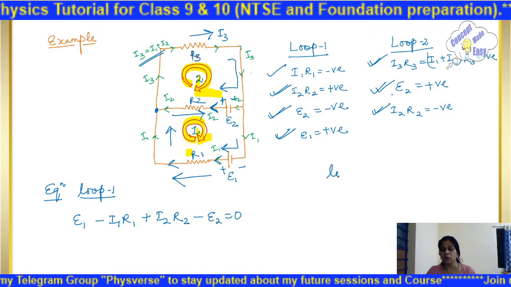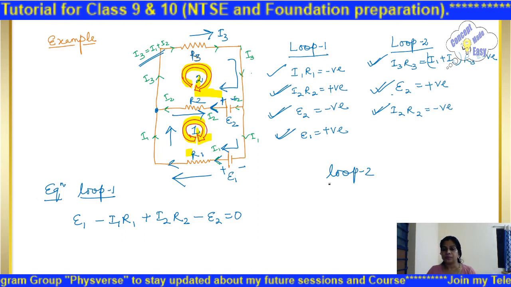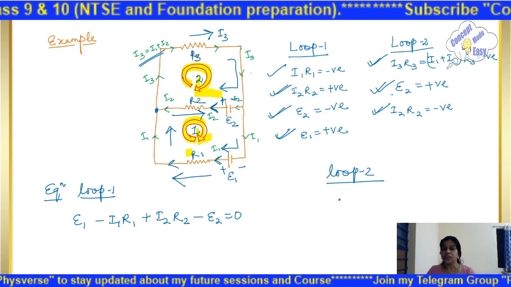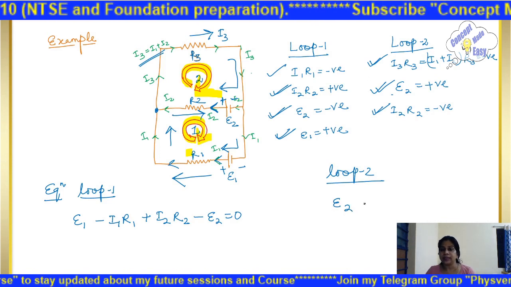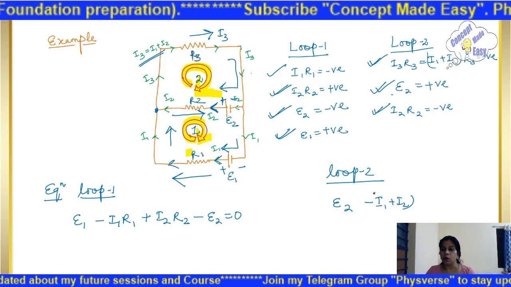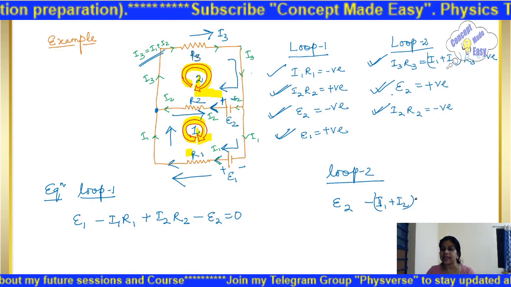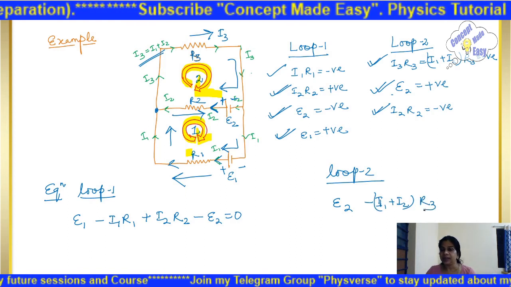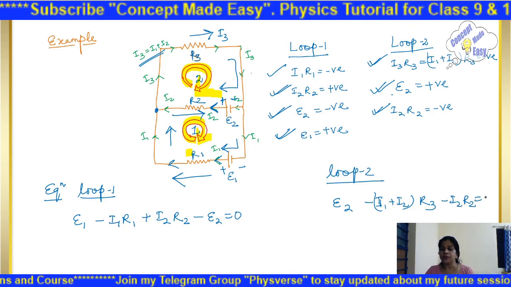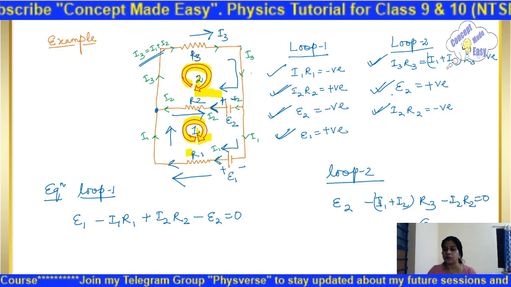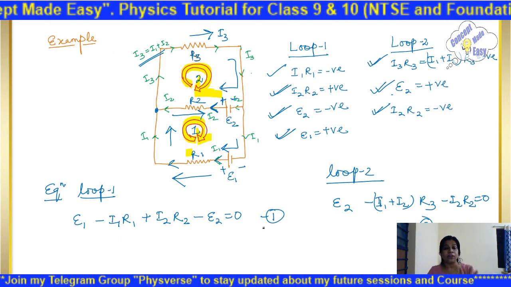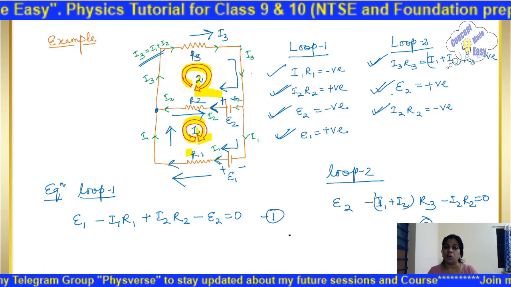Now for loop 2, I am writing the equation for loop 2. E2 is positive, then minus I1 plus I2, or you can write it here as I3 R3, then minus I2 R2 is equal to 0. This is my equation 2, and this is my equation 1. I think this is clear. If you have any doubt, you can ask me in the comment section.